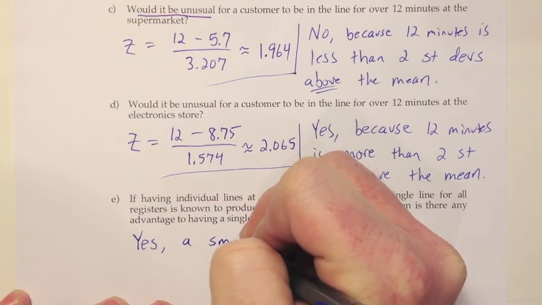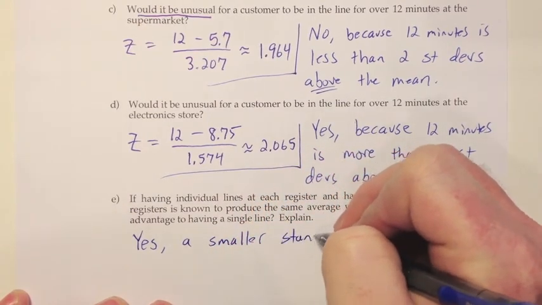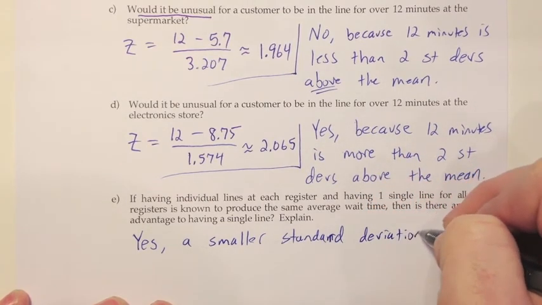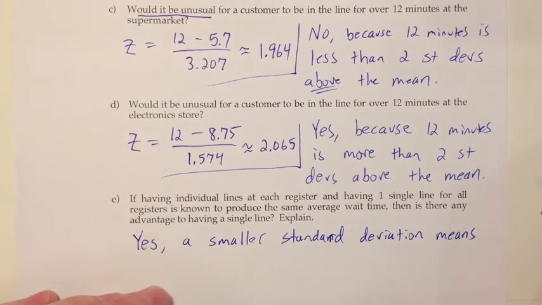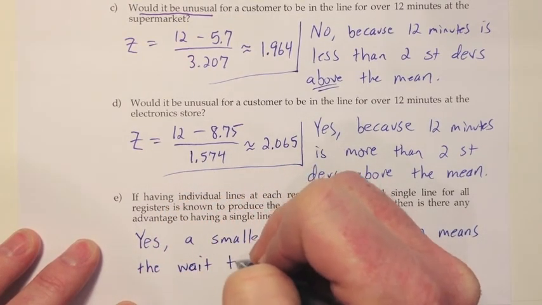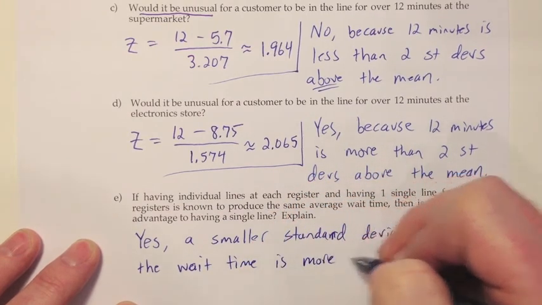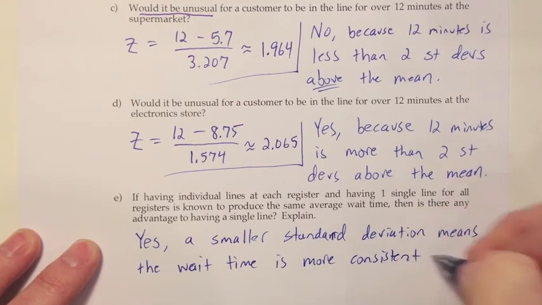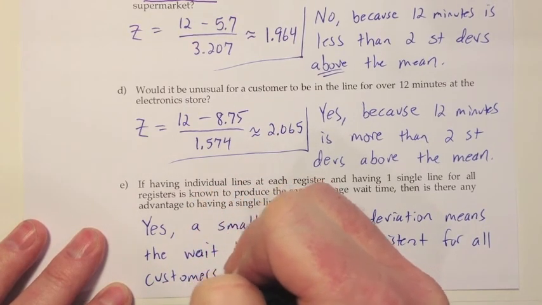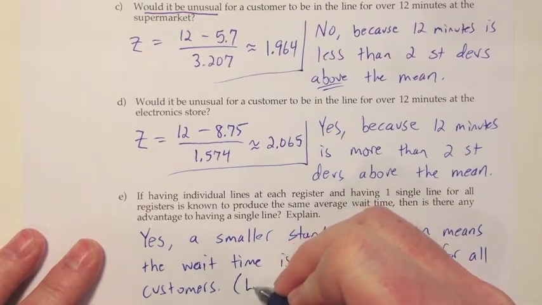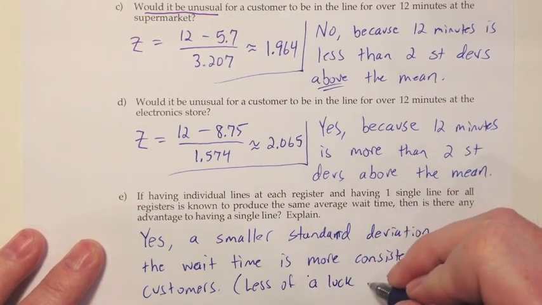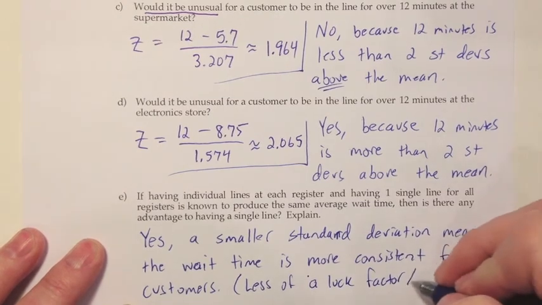A smaller standard deviation means the wait time is more consistent for all customers. And I would like that as a customer. There's kind of less of a luck factor in terms of how long I'm in line. And there's less frustration.